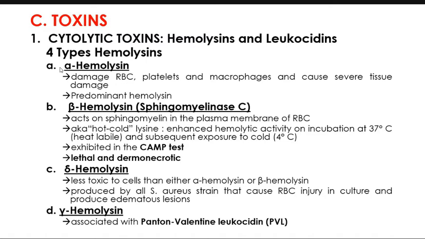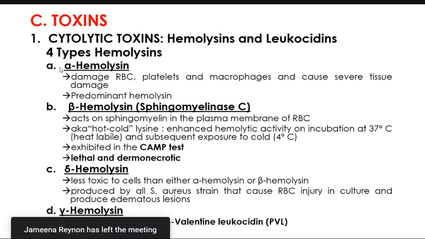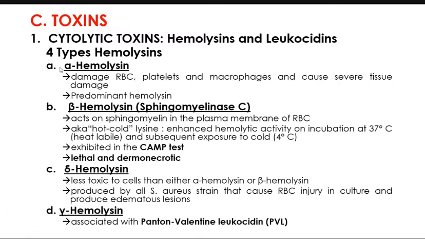Then we have our beta hemolysin, which acts on the sphingomyelin in the plasma membrane of the RBC. It is also called your hot-cold hemolysin because it enhances hemolytic activity on incubation, kaya siya hot, and then subsequent exposure to cold at 4 degrees centigrade. This is exhibited in the CAMP test. It is lethal and thermonecrotic.